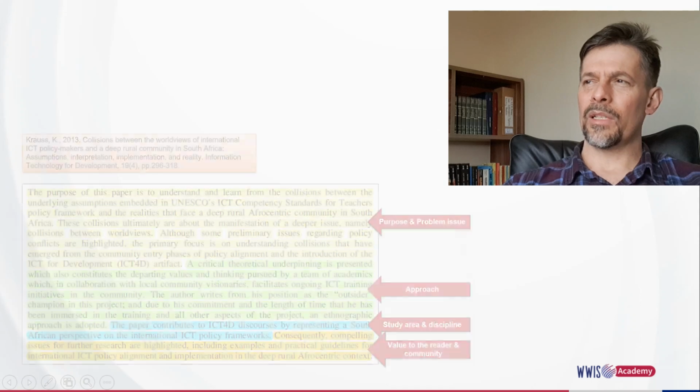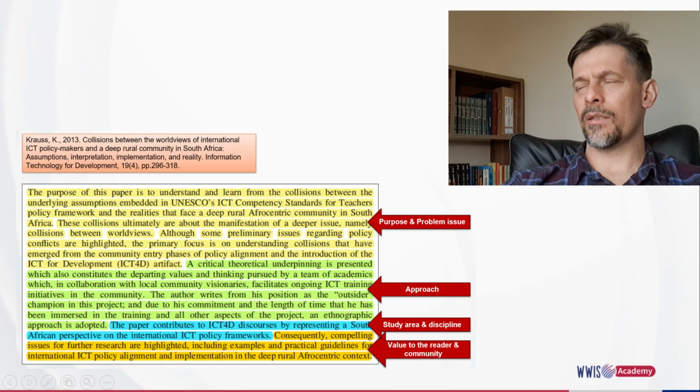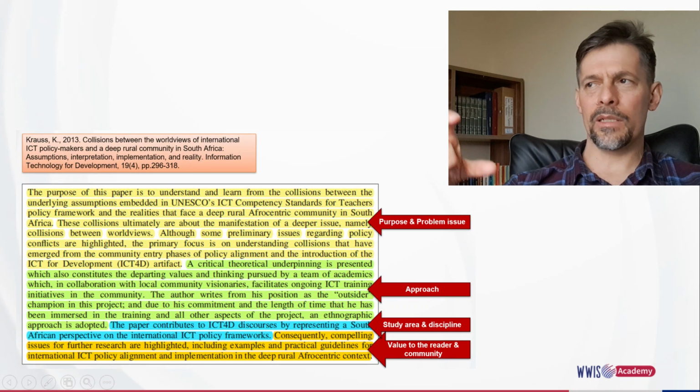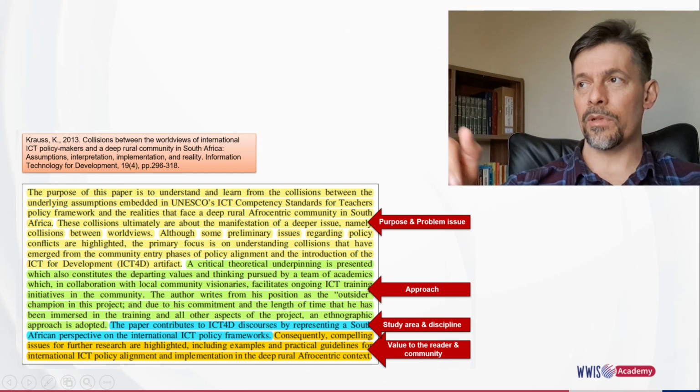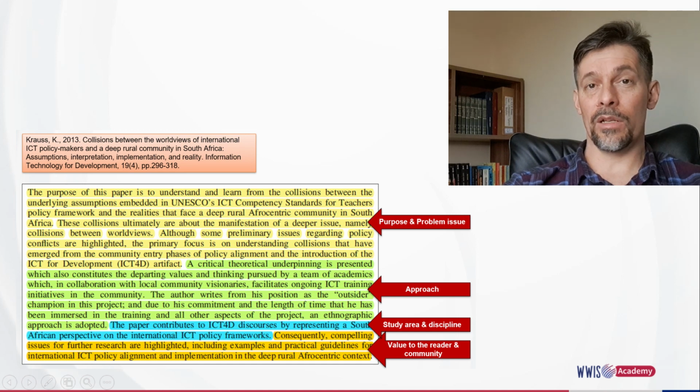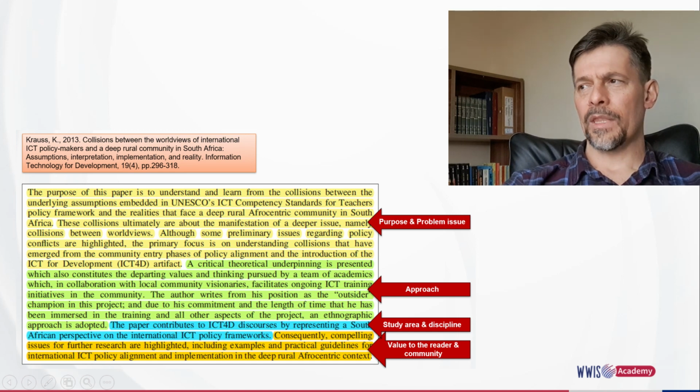In this example, there's a slight variation in that the purpose and the problem statement is given in the first few lines. Okay, and it's quite extensive. The second part, which is the approach, is also quite extensive, but it's important for this paper because this paper speaks to a methodological contribution. Then the study area of discipline features in the third part, and then a short statement on why somebody should read this paper is given.